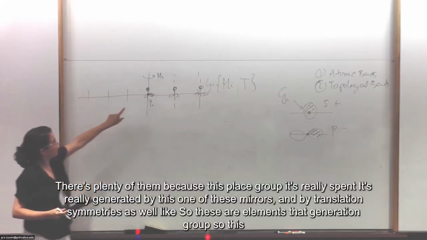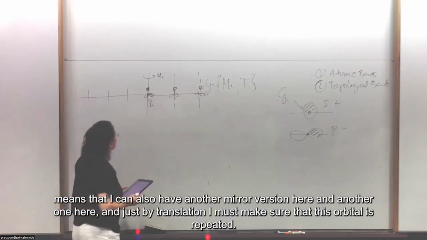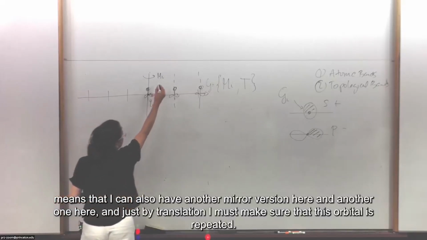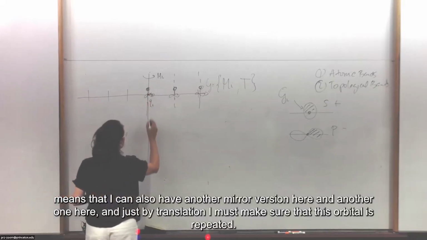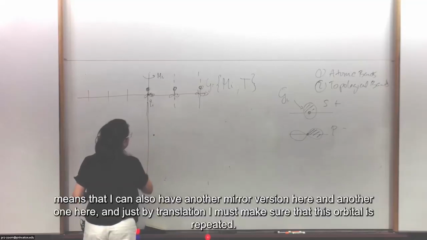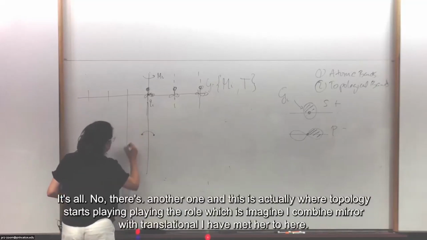Now, there's another one, and this is actually where topology starts playing a role, which is, imagine I combine mirror with translation. So I'm going to do it here. Imagine I start with this point, I mirror to here, and then I translate it by one unit cell. That will bring me here.